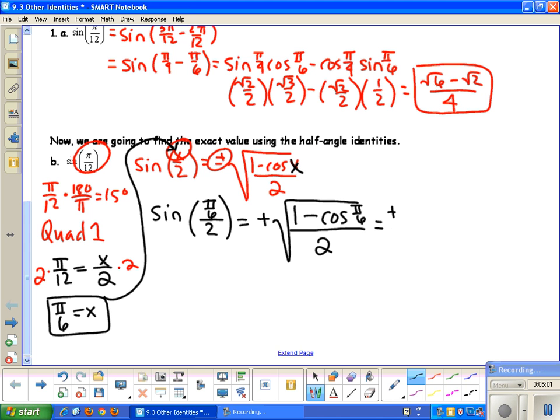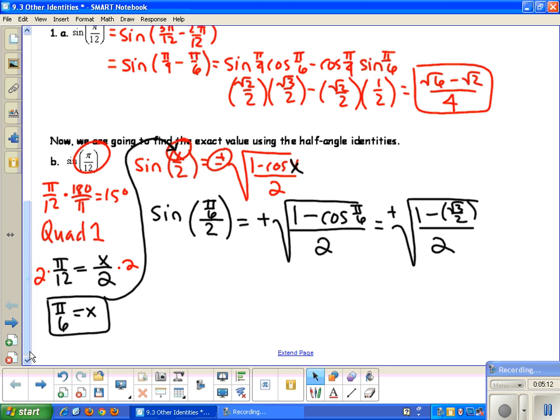So it's, again, the positive square root of 1 minus the cosine of pi over 6, which is root 3 over 2, divided by 2. Now, in order to finish this, I need to simplify. So in the numerator, I need to get a common denominator between 1 and 2, which is 2. So I'm going to multiply this by 2 over 2.